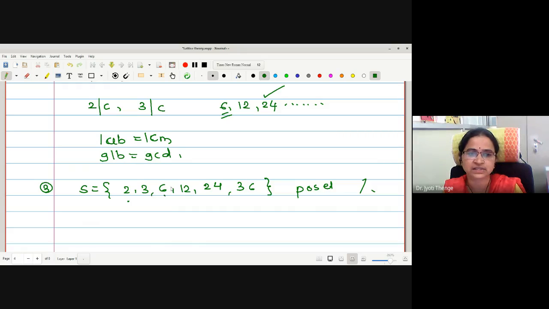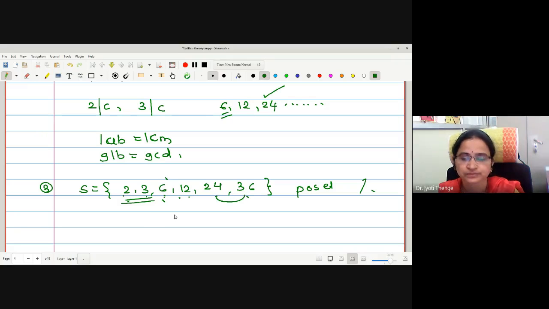For most of the elements we can find them. For 2 and 6, the least upper bound is the least common multiple, which is 12, and it is present. For 3 and 12 also there is a multiple. But for 2 and 3, can we find it? Yes, for 2 and 3, 6 is there.